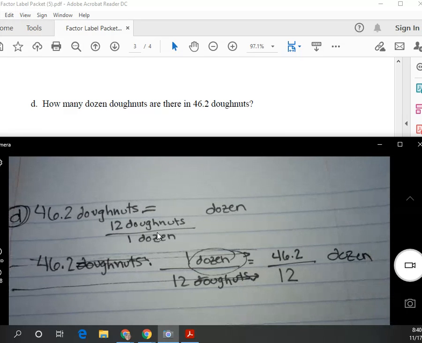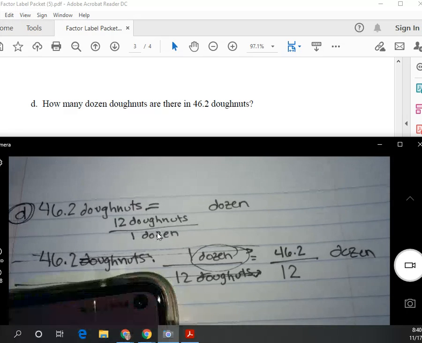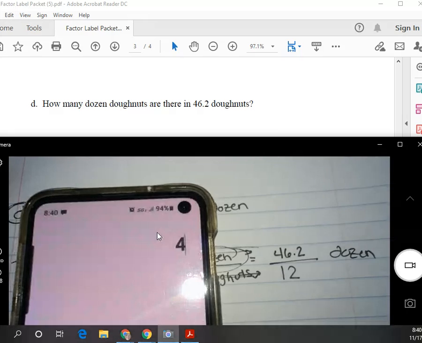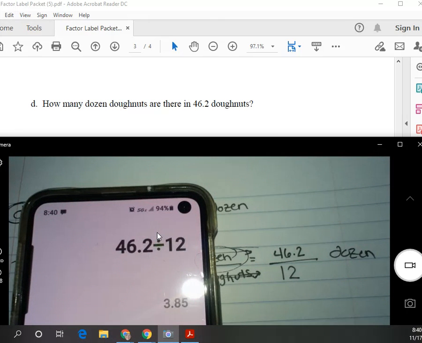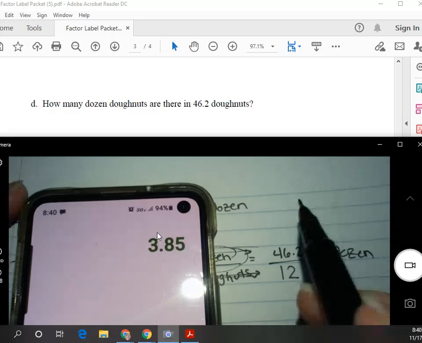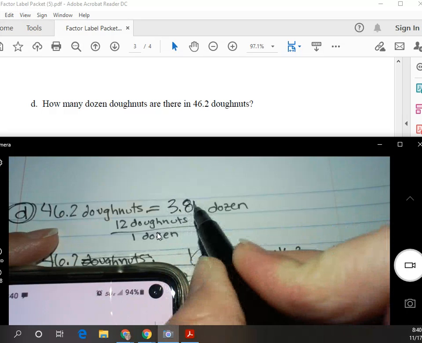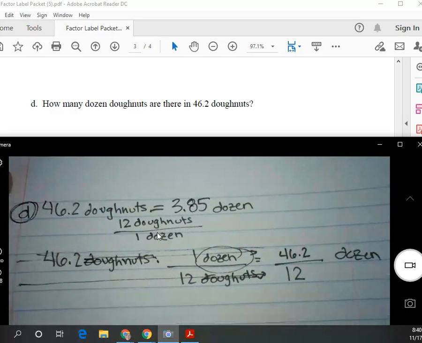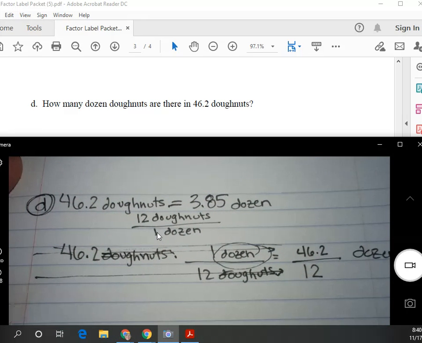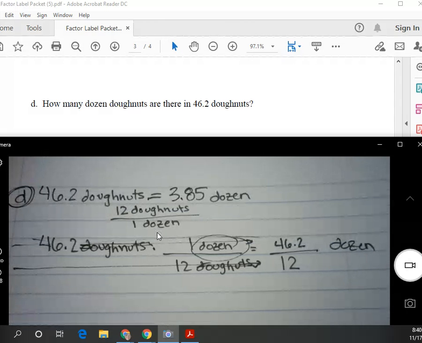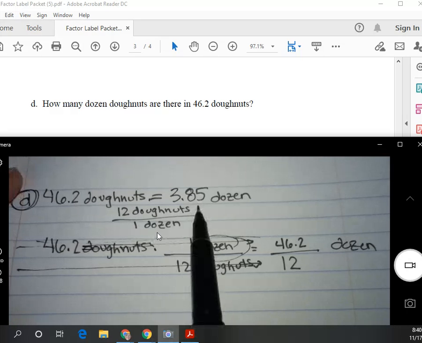So when I go to do my math, I'm going to go 46.2 divided by 12 is 3.85. So that's my answer. All right. Now, if you go to the donut store and say, I want 3.85 donuts, they're going to be like, no. So you'd have to order 4 dozen donuts.